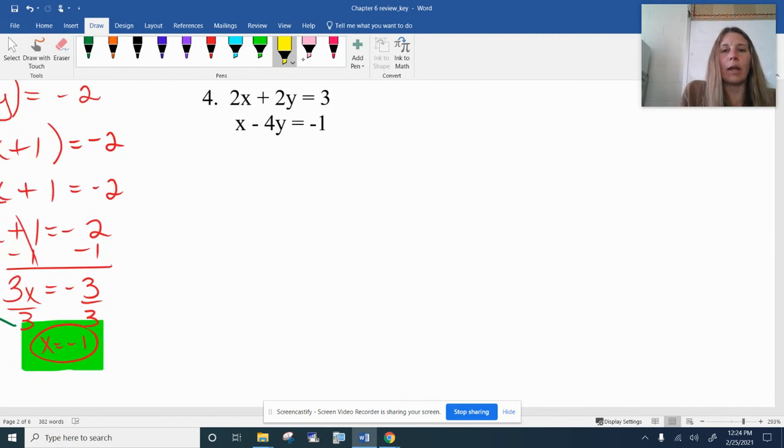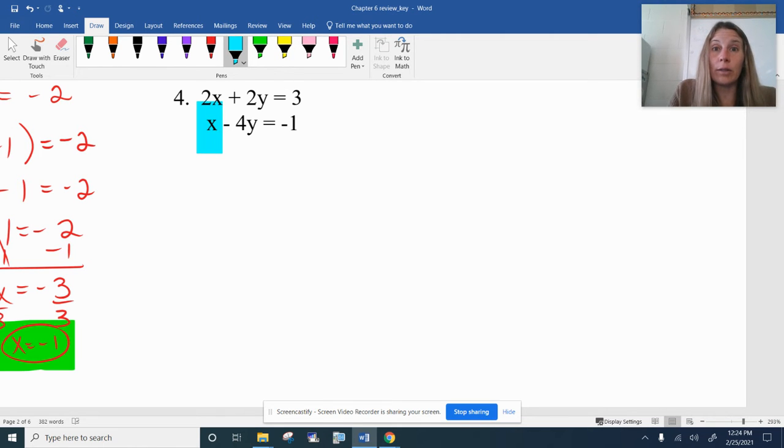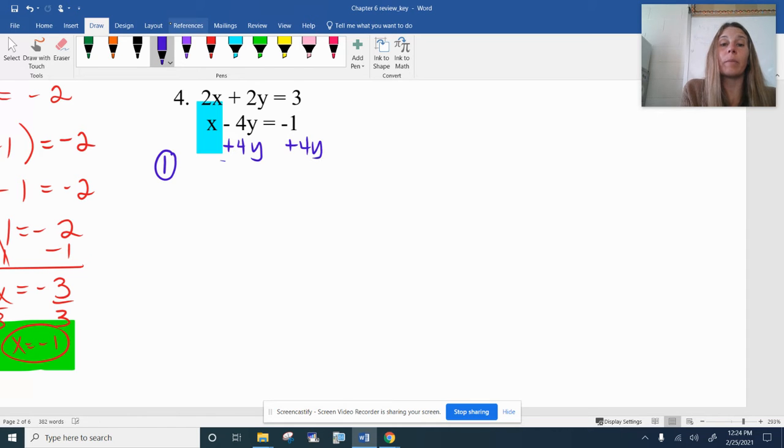All right, so let's try it for the next one. Now in this one, there's really only one variable that would be a good one to get by itself. Can you see what it is? That's right. Hopefully you picked this x here in the second equation because clearly there's no coefficient in front of that x. So you won't have to divide by anything, so it's a little bit easier to get it by itself. So in order to get this x by itself, we're going to add 4y to both sides. That's going to give me x equals 4y minus 1. If you want to write -1 plus 4y, that's fine too.